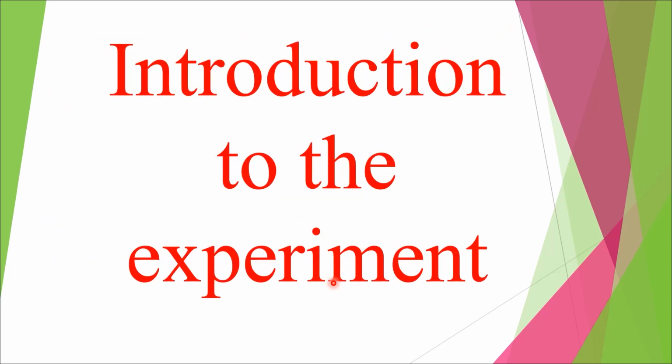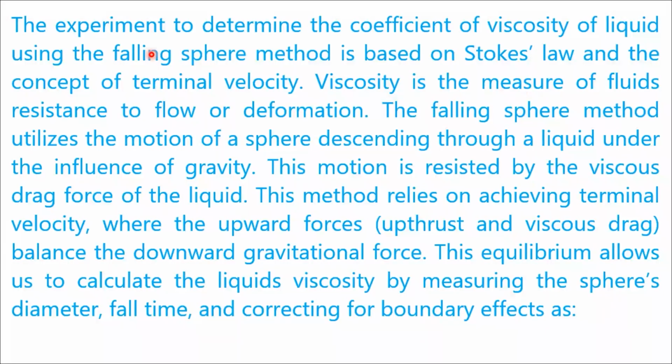First is the introduction to the experiment. The experiment to determine the coefficient of viscosity of liquid using the falling sphere method basically relies on two concepts. First is the Stokes law and second is terminal velocity. Stokes law describes the drag force experienced by a spherical object moving through a viscous fluid, whereas viscosity is the measure of fluid's resistance to flow or deformation. It determines how thick or sticky the fluid is.